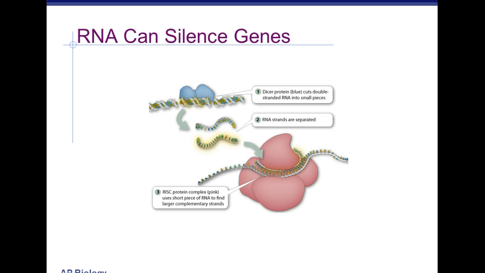Get in your notes that gene silencing RNA molecules recognize specific gene sequences through complementary base pairing, and that these RNA molecules can shut down portions of the genome, turning off protein production.